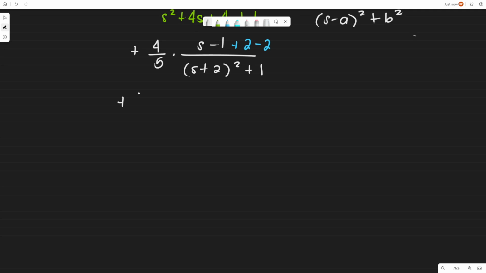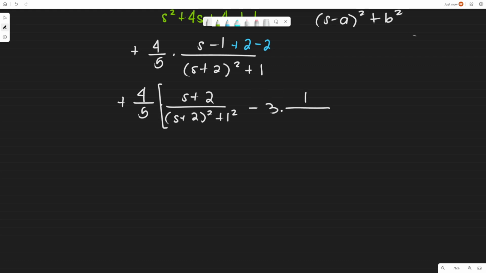Rewritten as 4 over 5 times s plus 2 over (s plus 2) quantity squared plus 1, or 1 squared, kasi di ba 1 squared is equal to 1. Okay? Tapos negative 1 minus 2, that is negative 3. So minus 3, by the way, you need to put the grouping now here, times 1 kasi negative 3 times 1 is negative 3, di ba? S plus 2 quantity squared plus 1 squared.